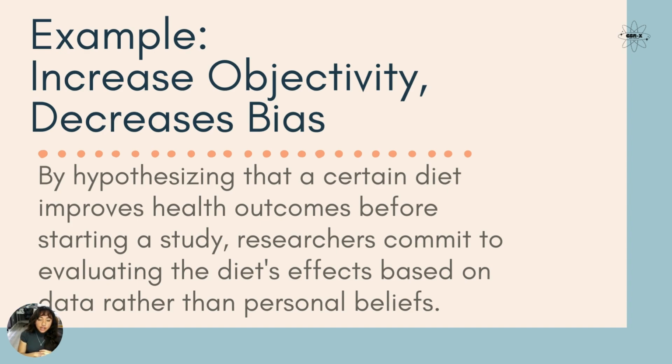Here's an example of how it increases objectivity and decreases bias. By hypothesizing that a certain diet improves health outcomes before starting a study, researchers commit to evaluating the diet's effects based on data rather than personal belief. So again, since our hypothesis is looking at a diet that improves health outcomes, the researchers are not going to be looking at the preconceptions of the people who are taking on the diet. Instead, they're going to be looking at vitals and other data that don't have to do with personal beliefs, because the hypothesis is intending to focus on health outcomes.